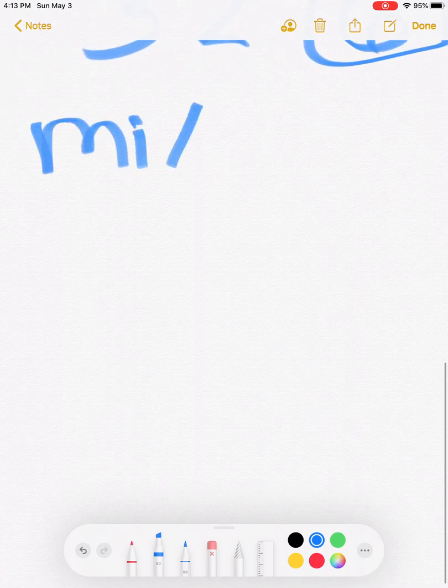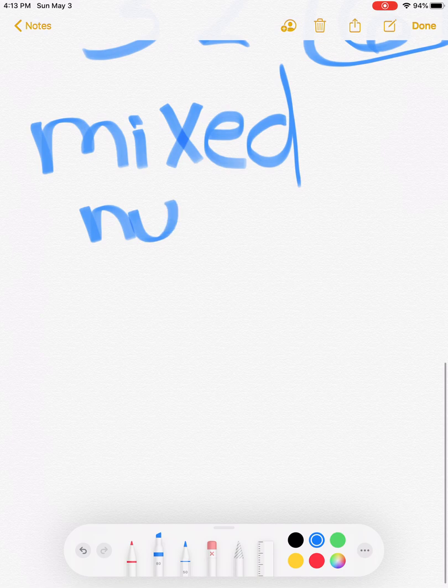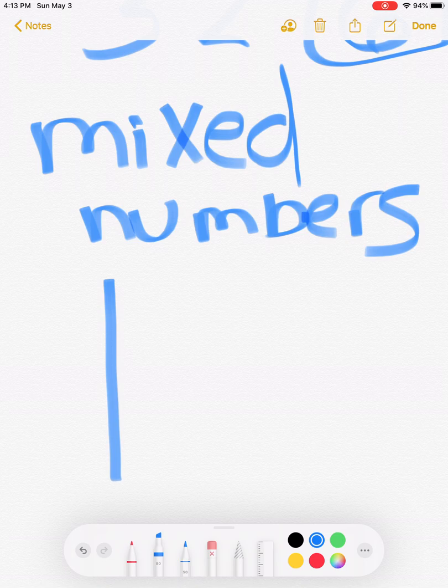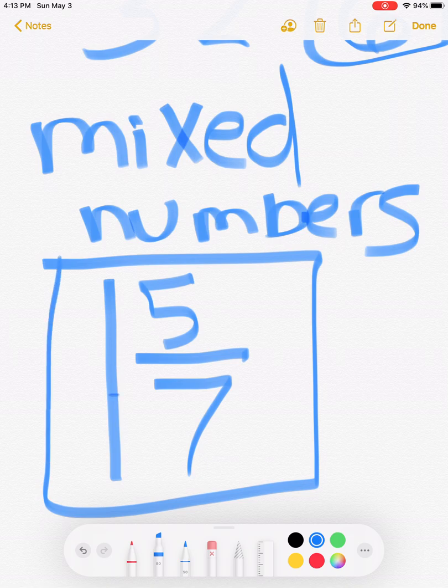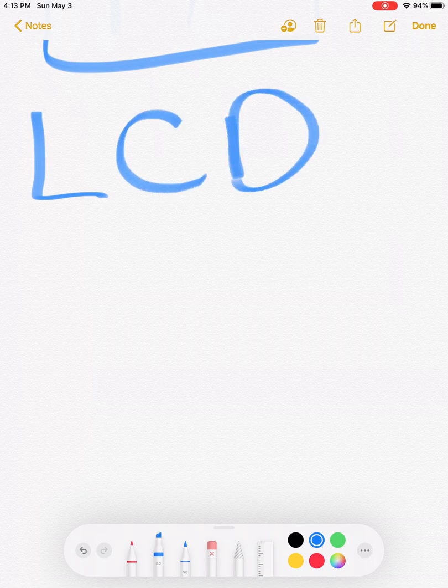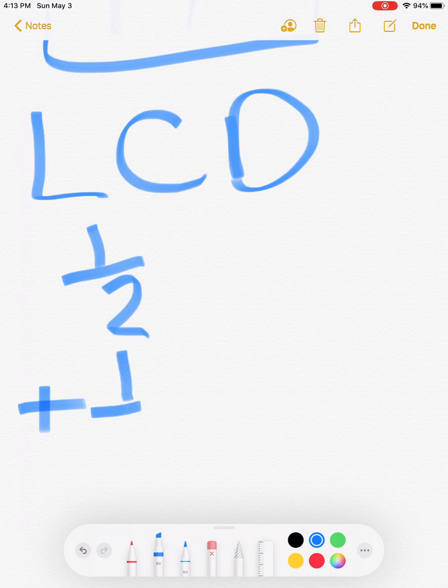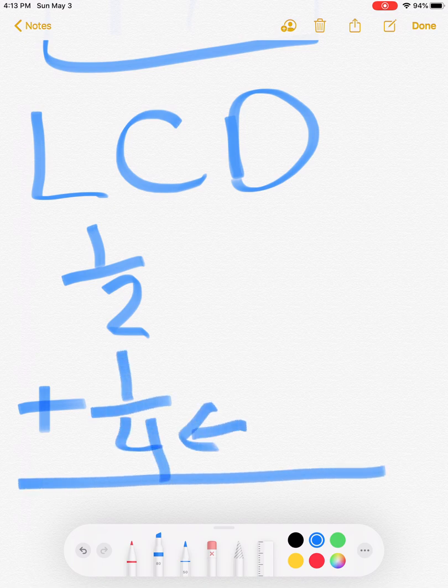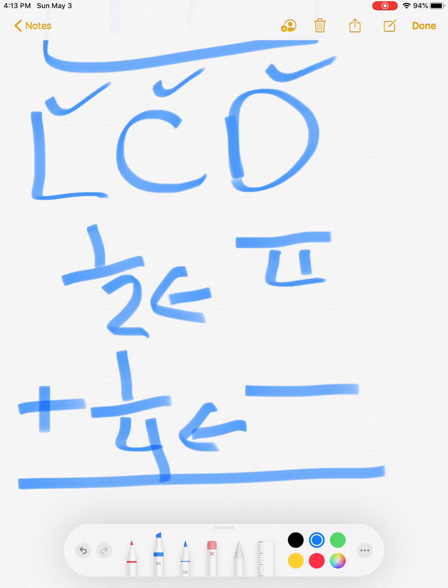A mixed number. We've been talking a lot about mixed numbers lately. You've added them and subtracted them. A mixed number has a whole number and a fraction with it. It is mixed. Whole number and fraction. The least common denominator, LCD, comes when you have two fractions, like 1/2 and 1/4, and you look to the denominator to see what is the lowest number both of those numbers can go into. You've been doing this all along. In this case, it would be 4.